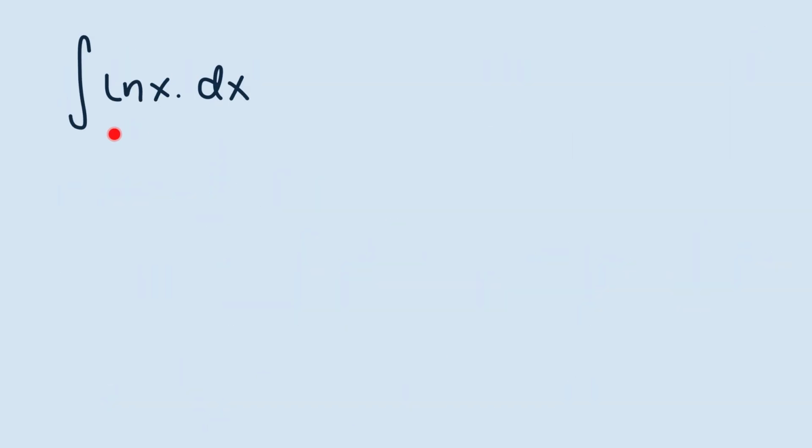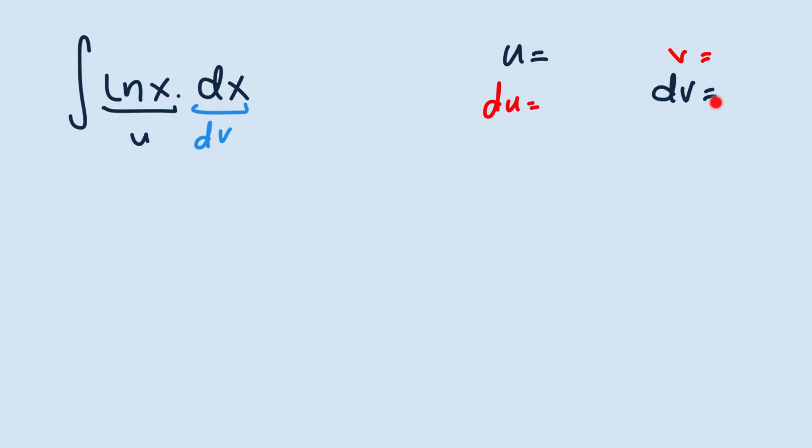Let us take a look at this question. Integral ln x dx. The first thing we have to do is to set u and dv. Then we have to find du and v. In this question, I have to set ln x as u and dx as dv. Because when we differentiate ln x, we get 1 over x, and then I can cancel it with the v value, which is the integral of dv. The integral of dv is x, right? So I can cancel the x with the x.